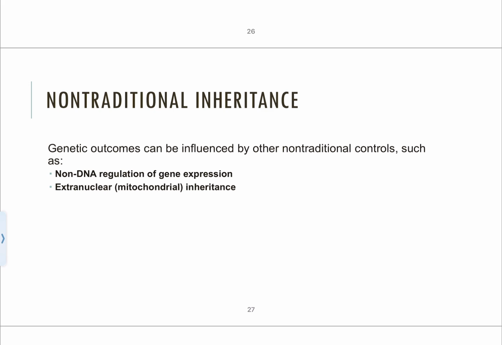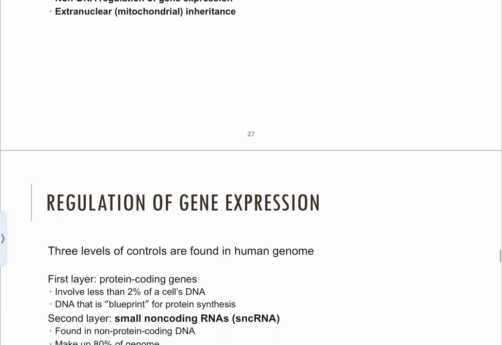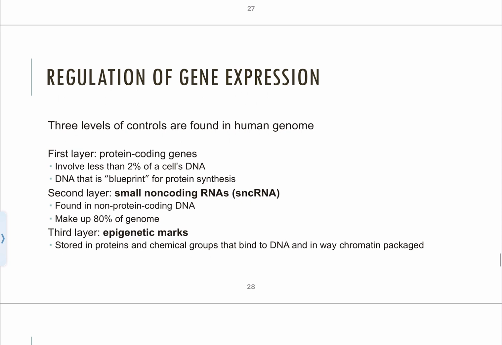Genetic outcomes can be influenced by other non-traditional controls, such as non-DNA regulation of gene expression. So basically RNA-only genes. We also have chemical groups that can attach to DNA or our histone proteins. And another thing is extranuclear DNA that we have, so mitochondrial inheritance.